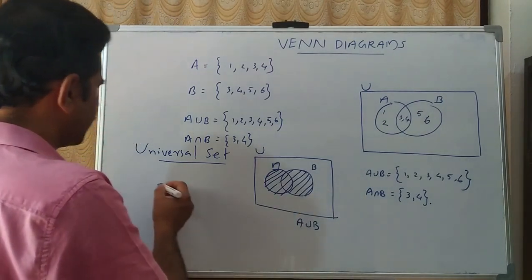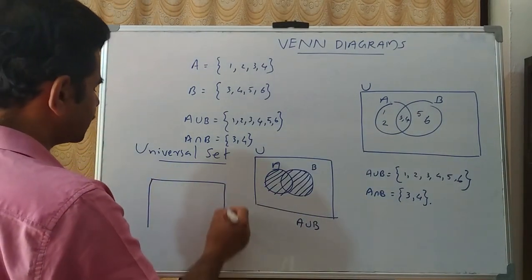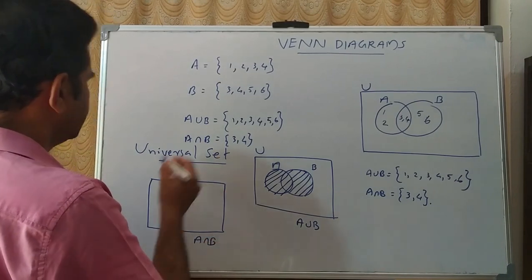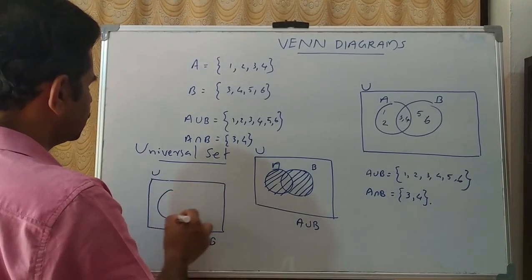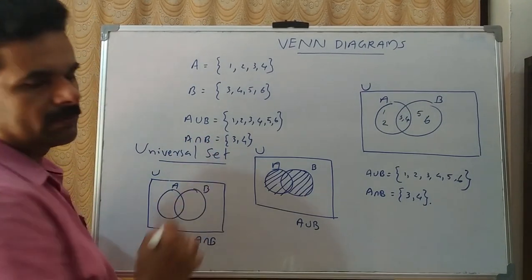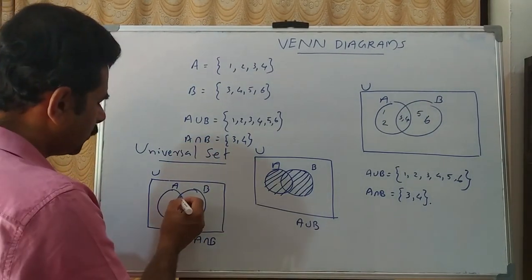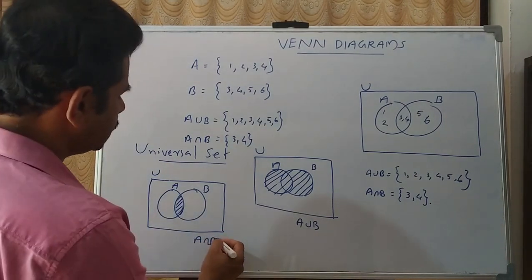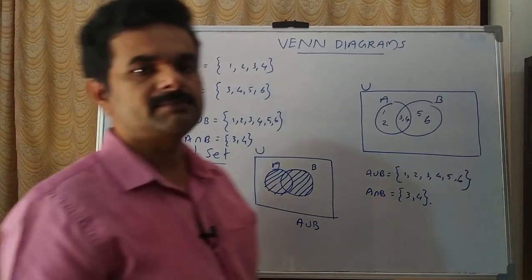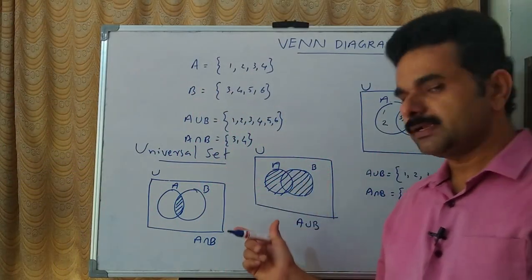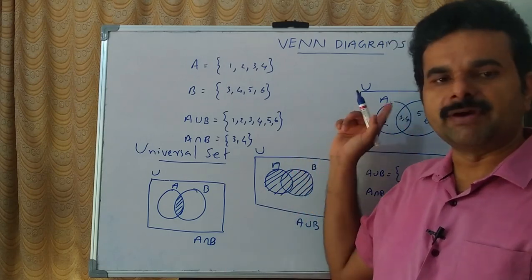By using a Venn diagram, we can draw A intersection B. This is the universal set, set A, set B. Then what will be A intersection B? This common part only. This common part is A intersection B. Clear? So A union B and A intersection B are drawn by using a Venn diagram.